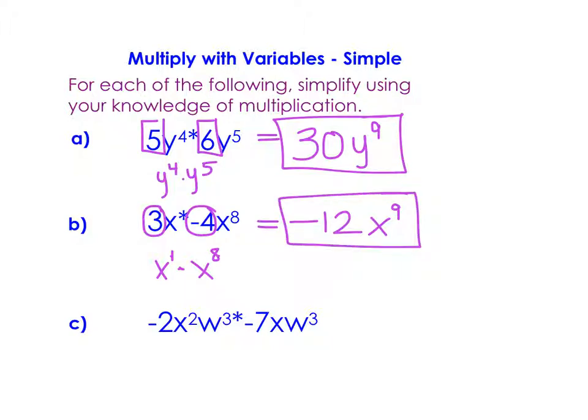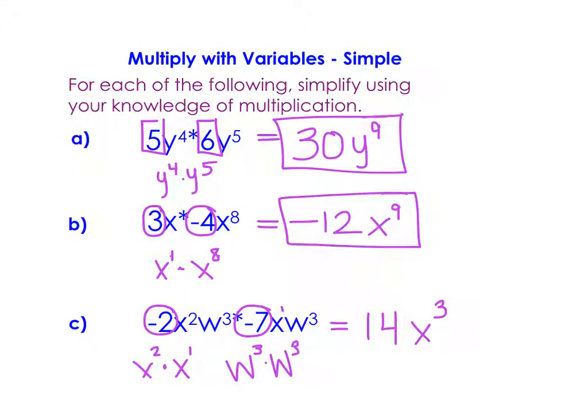And then for this last one here, I have a negative 2 times a negative 7, which gives me a positive 14. And then I see x squared times x, which is really x to the 1st. So I have 2 x's and 1 x together to be x cubed. And then the w to the 3rd times the w to the 3rd, we have 3 w's and then 3 more w's being multiplied with it for a total of 6. So notice how we just did each variable by itself. We looked at the x's, we looked at the w's, but we did not need to combine them together.